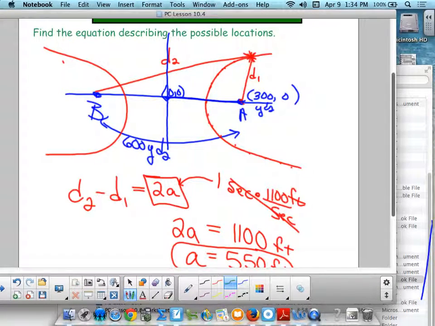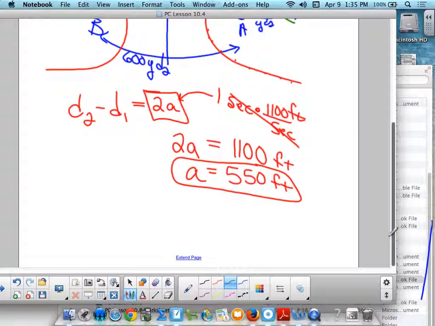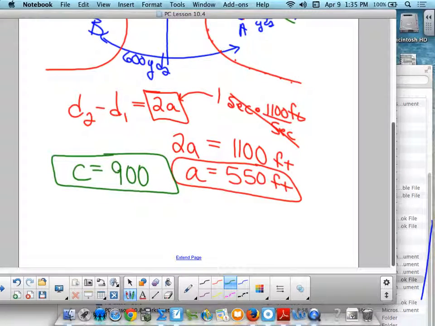So we're not going to say this, are we? Aren't we going back to feet? Feet would be easier, wouldn't it? So let's convert to what? Each yard has 3 feet. There it is. It's 900 comma 0, not 300 comma 0. So what's the C value? What's C? From center to foci, 900 feet, right? Good?